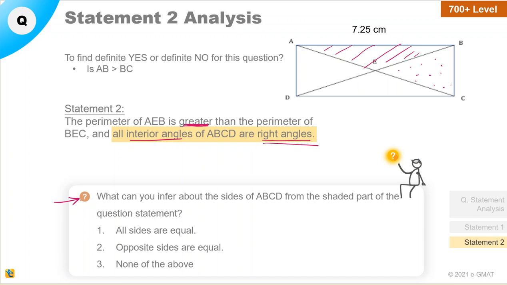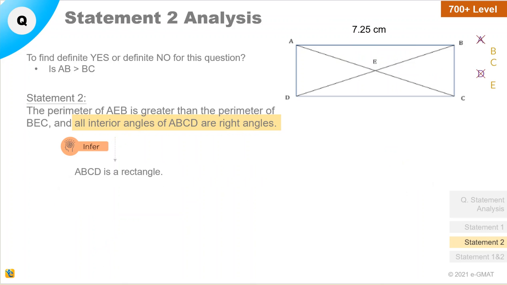Alright. Now, the correct answer here is 2. Why this time? Let me show you. If we're given that all interior angles of ABCD are right angles, we are given that it's a rectangle. This was something we were not able to infer directly from the question stem or from the first statement. Nothing told us that it's a rectangle. But this piece of information that you see highlighted here makes it certain that ABCD is a rectangle. And therefore, opposite sides really are going to be equal.